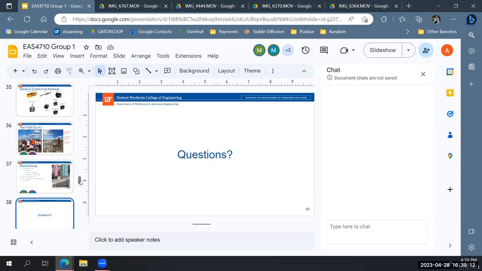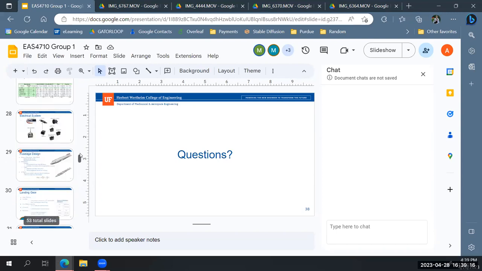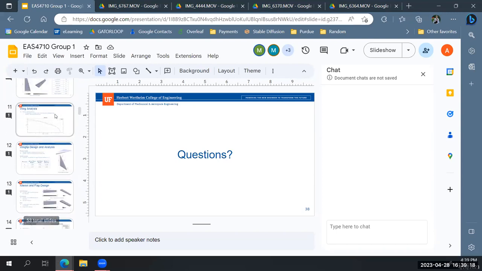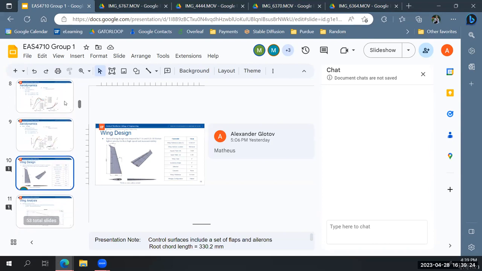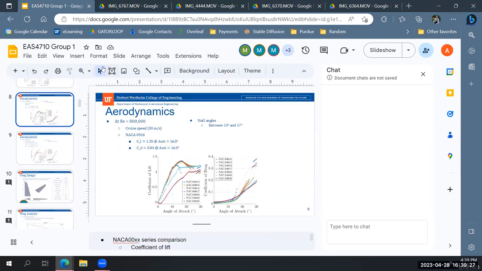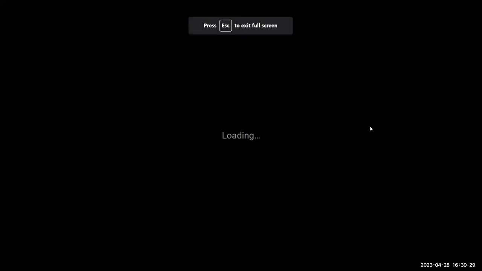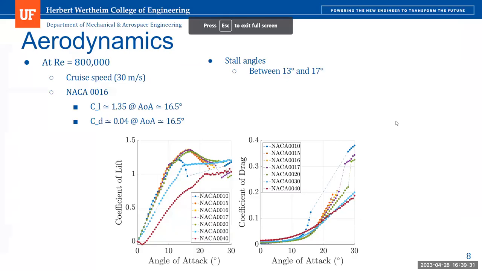I had some questions relating to more of the wing design section, which I kind of wanted to focus on. I think it was further up, I think slide 8 or something. So the cruise speed you had at 67 miles an hour, I was curious where that came from and why you needed to go so quickly.